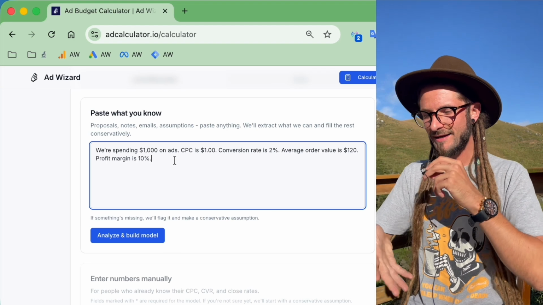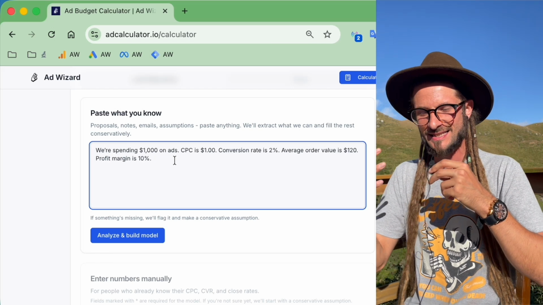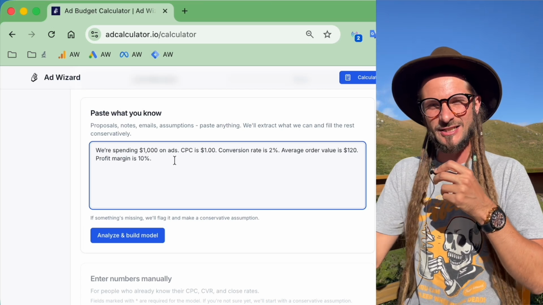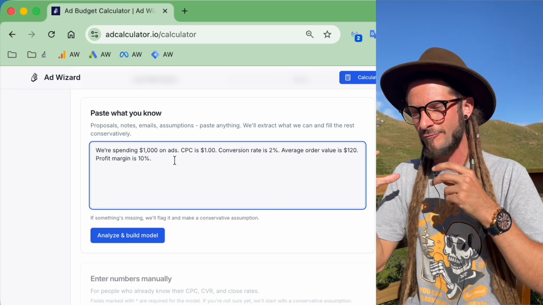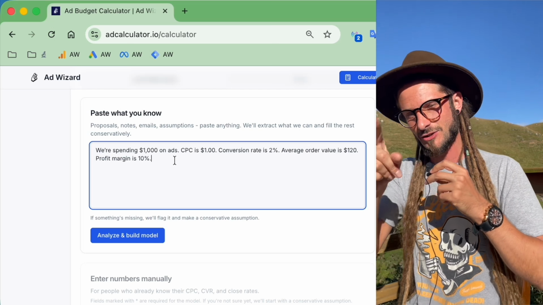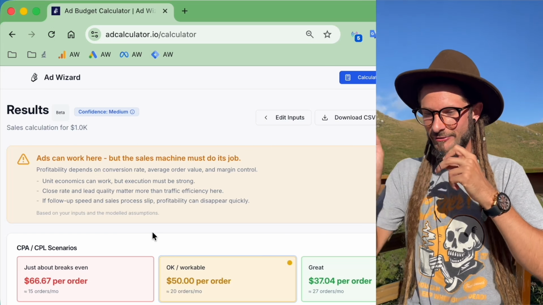You can paste in whatever ad information you have, and the tool will fill in the gaps. It will try to build the gaps if there's anything missing. So it's very clever. All you need to do is paste in the information here, guys, and the system extracts the information and puts it into a really nice, easy to understand report. I'm going to show you exactly how that looks. Then we're going to click Analyze and Build Model, and the ad calculator is going to generate us some results.